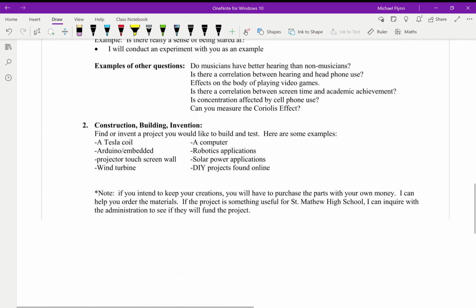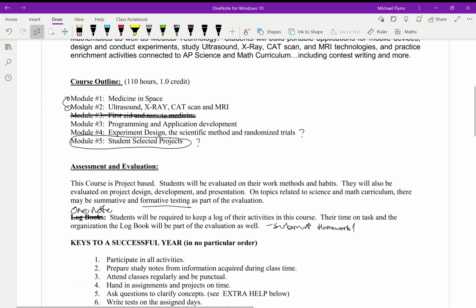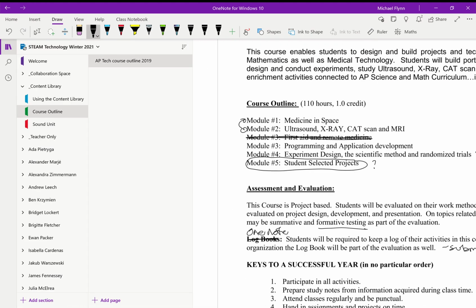We talked about the construction project, so there is some information there, and you can forget about the due dates. That has all changed, so I just wanted to show you the old outline. I'm going to have to change it significantly this year, but it gives you some sense of what we're going to do. Without further delay, let's get started.